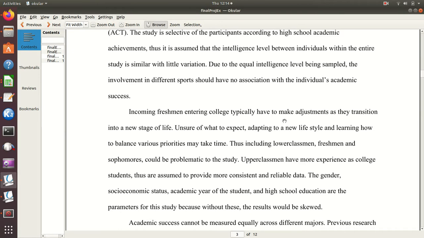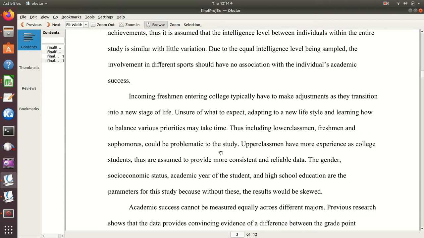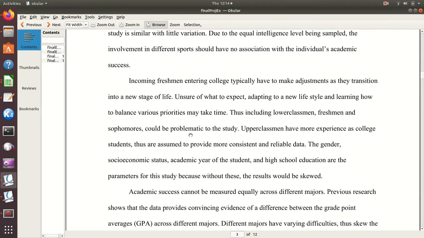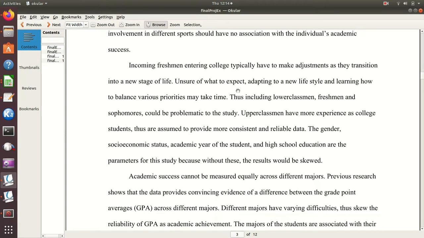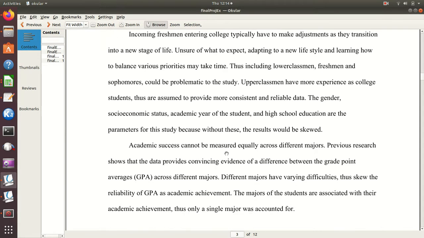They now talk about incoming freshmen, making adjustments and so forth. They just don't want to mess with all that, and so they're justifying why they only want to look at upperclassmen. They don't know for a fact it would matter, but they're guessing it might, so let's just take that out. Okay? So they explain that.